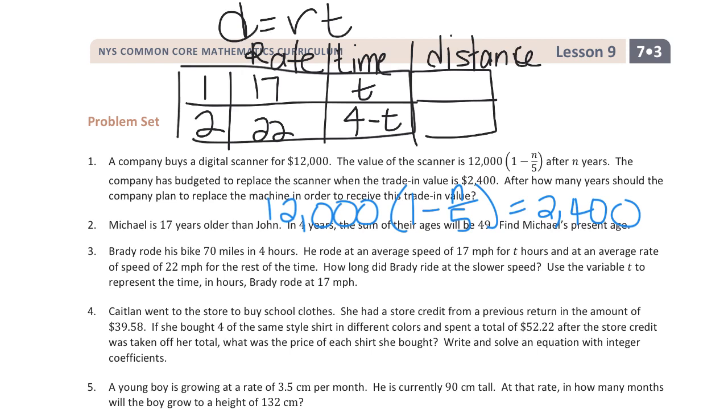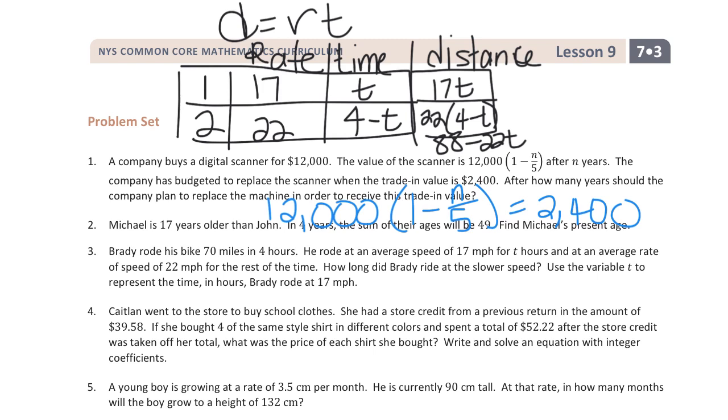So using my formula, distance equals the rate times the time. The distance for the first part of it is 17t. And for the second part, it's 22 times 4 minus t. So I can set it up like this, or I can multiply through and have 88 minus 22t.